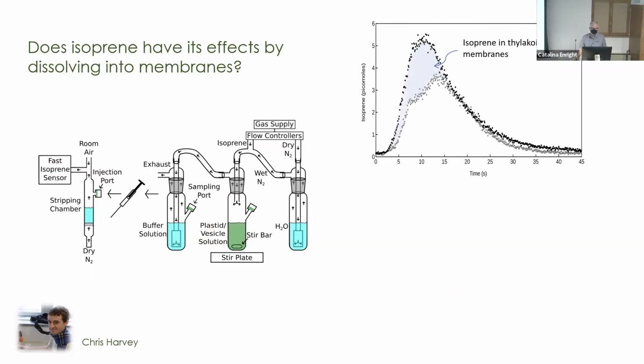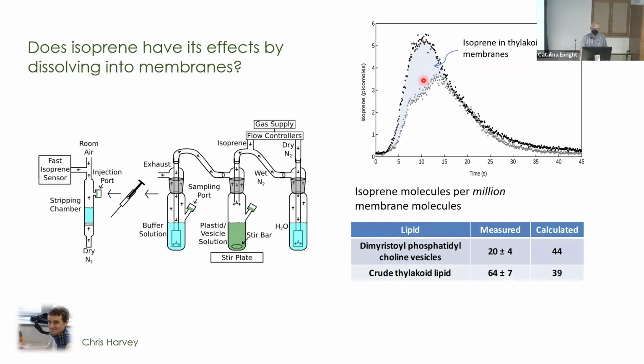And what he found is that when there were either thylakoid vesicles or just a model membrane lipid, there was more isoprene. And so this is the isoprene that was in the membranes. So then we can take that amount of isoprene in the membranes and compare it to how much membrane there is. So for every 1 million membrane molecules, there was only about 64 isoprene molecules. So it really is not isoprene dissolved into membranes.